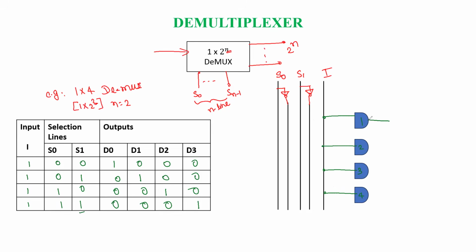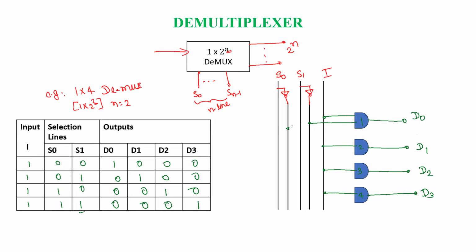This is the AND gate we are using for D0, the second AND gate is for D1, this one is for D2, and this one is for D3. So when the selection line combination is 0 0, then only we are going to get the output D0 as 1. Here the AND gate inputs should be high, so the inverted outputs of both selection lines are connected to AND gate 1.